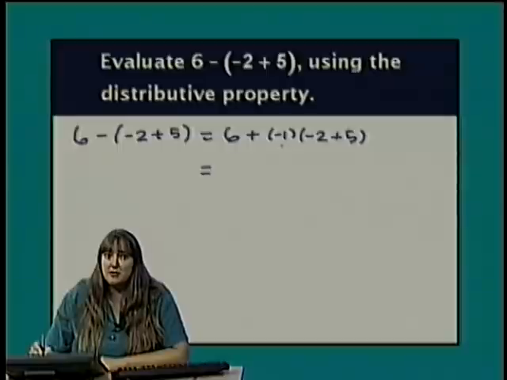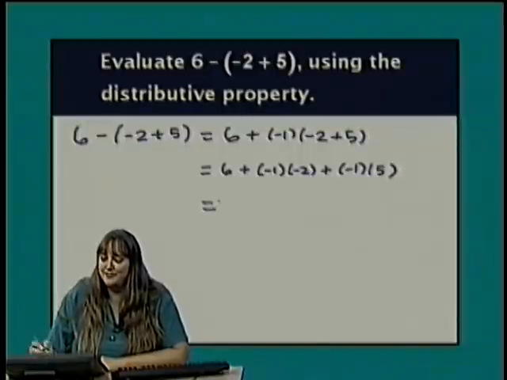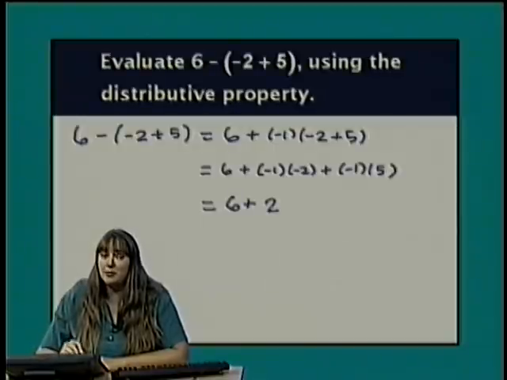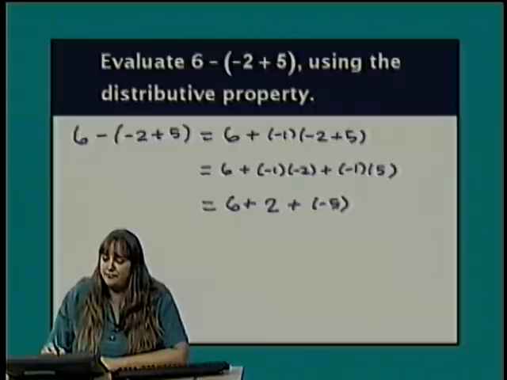So I need to distribute the negative 1 through the parentheses. That is, I need to multiply negative 1 by negative 2, and I need to multiply negative 1 by 5. In the order of operations, we multiply before adding, so I'm going to do these two multiplications. So I have 6 plus 2, the product of -1 and -2, plus -5, the product of -1 and 5.